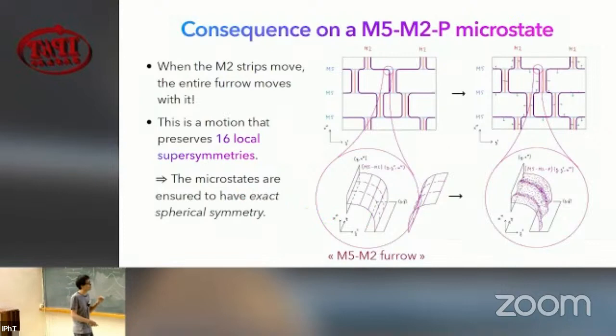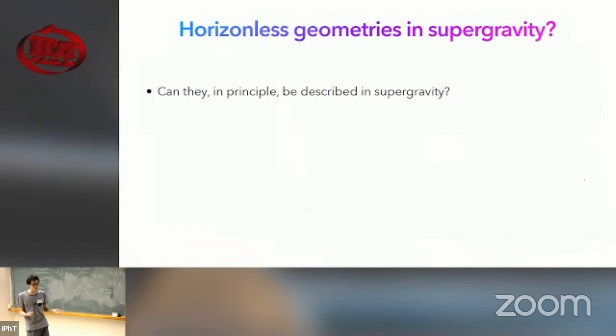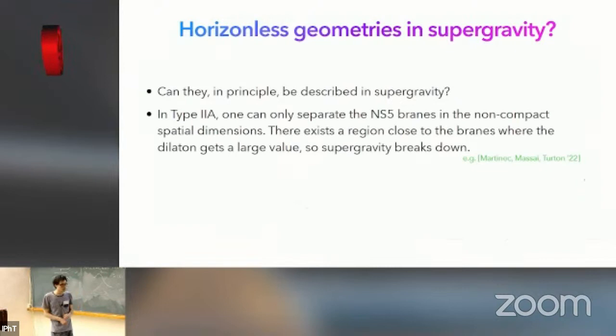So, can they be described, at least in principle, in supergravity? If I go back to previous literature, usually the problem with supergravity is that, let's say you go to type 2A, and the only way that you can separate the NS5 and the other branes is in the non-compact dimensions. And from Stefano's talk, we know that there is a region close to the branes where the dilaton gets very large. And so supergravity breaks down. So here, maybe there is something different.